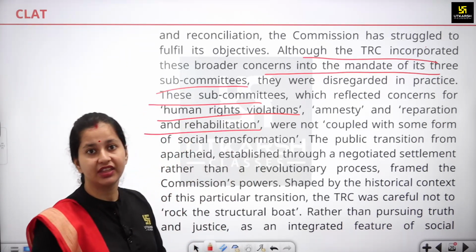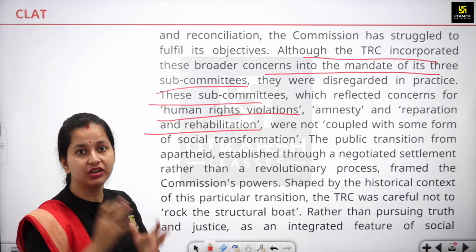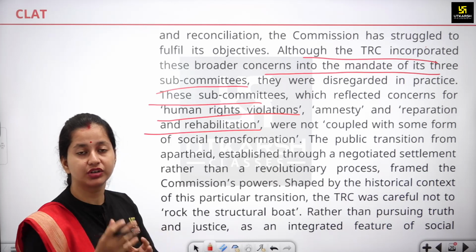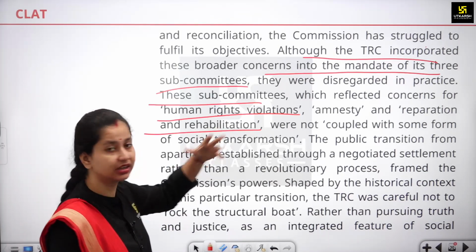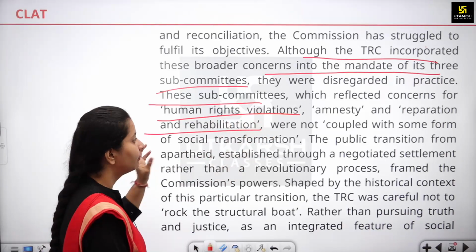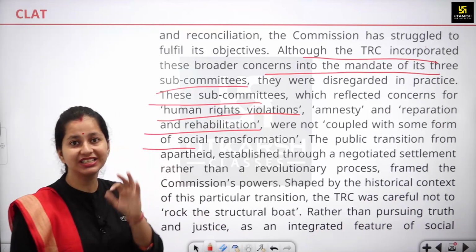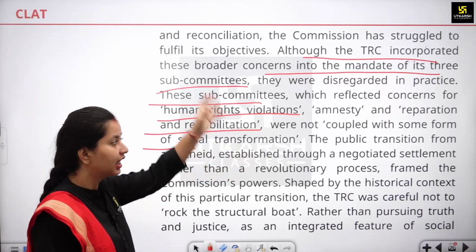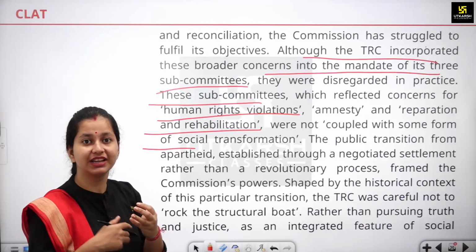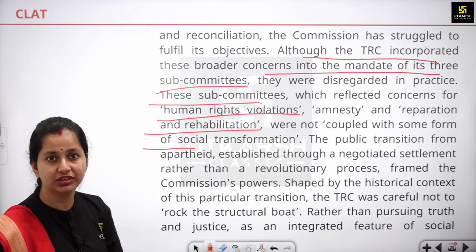Amnesty means that if you acknowledge, then we would just forgive your trials and the crimes you have done against the government. That is called amnesty. These goals were not coupled with some form of social transformation. So all these 3 goals were not coupled with it. It means they were not able to have some social transformation.